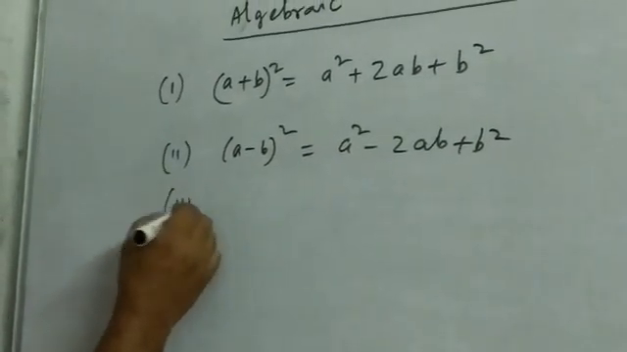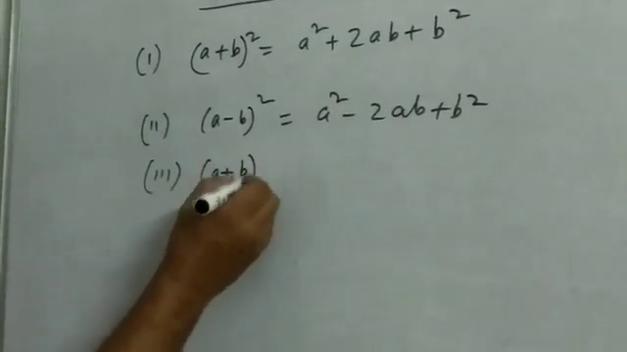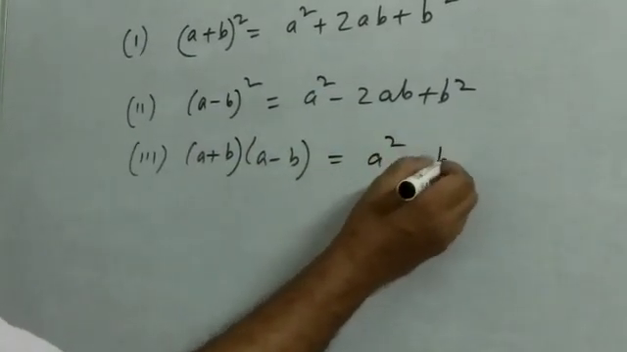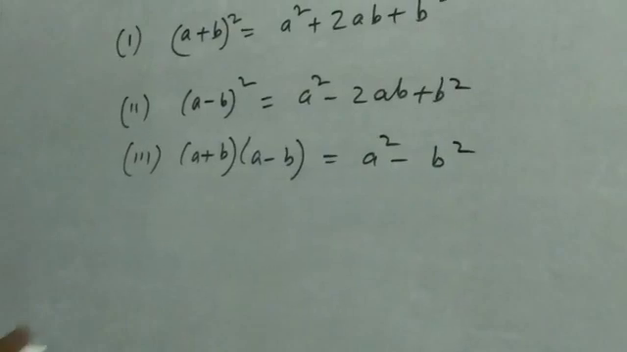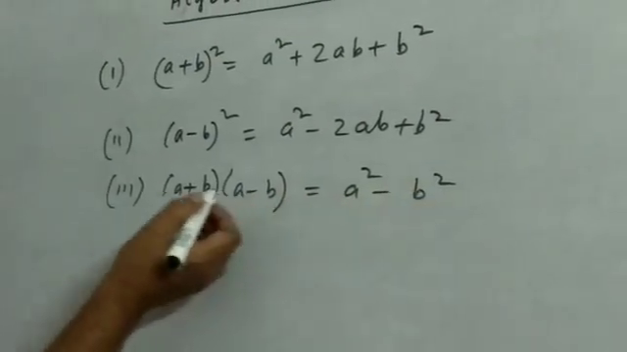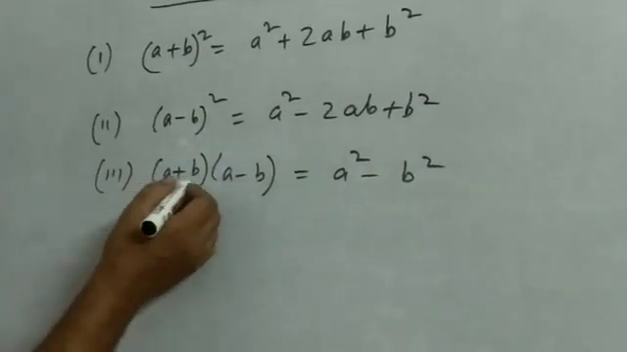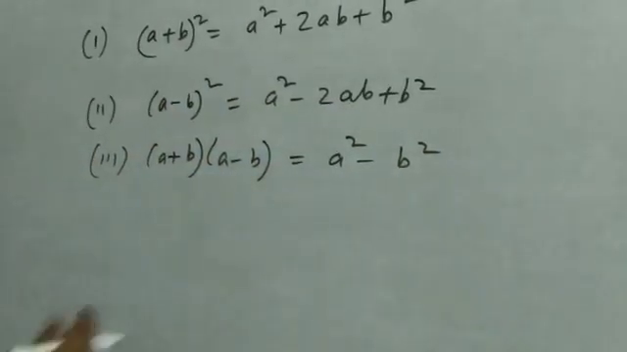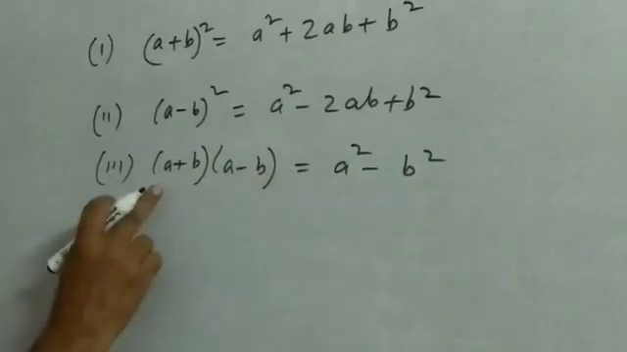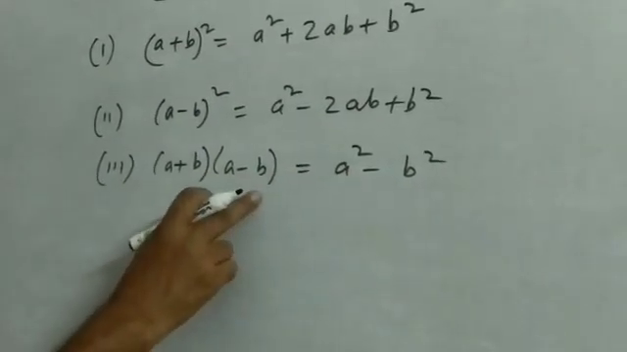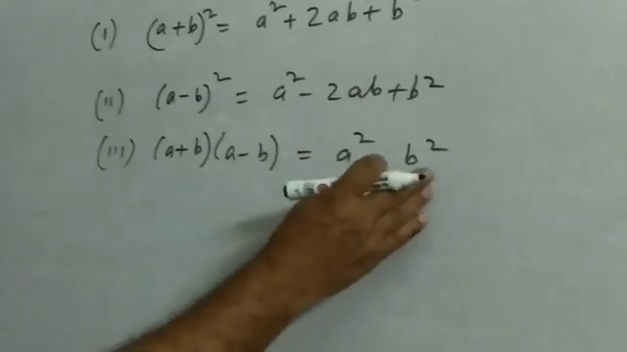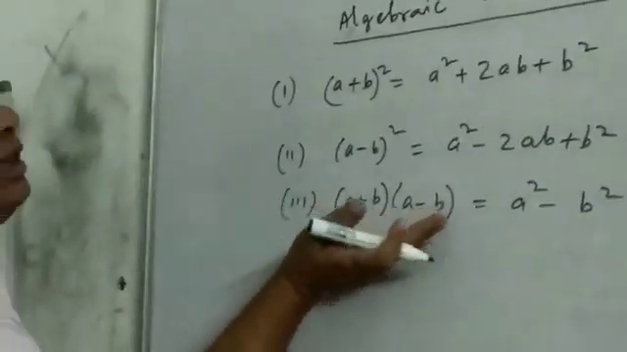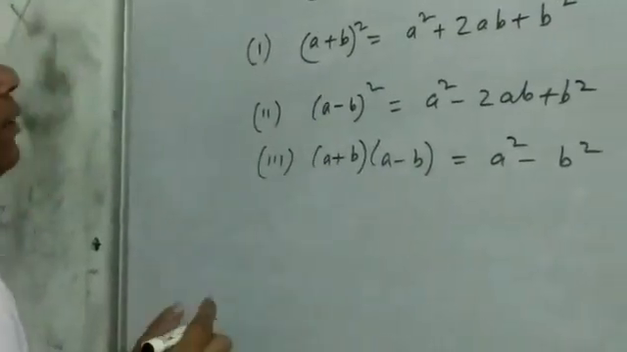So number 3, (a plus b) into (a minus b) we can write as a square minus b square. Or if we write a square minus b square on the left hand side, then on the right hand side we write (a plus b) into (a minus b). Conversely also we can read a square minus b square is equal to (a plus b) into (a minus b). Generally we read it this way, but I have written it this way also so you can remember.